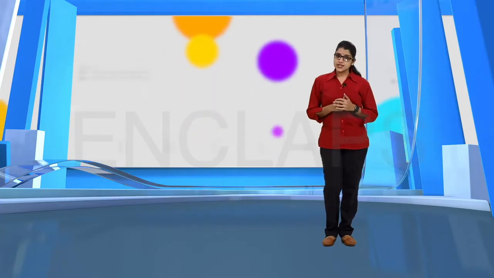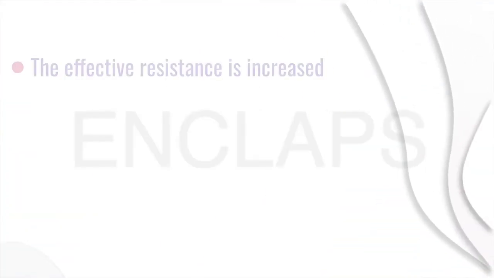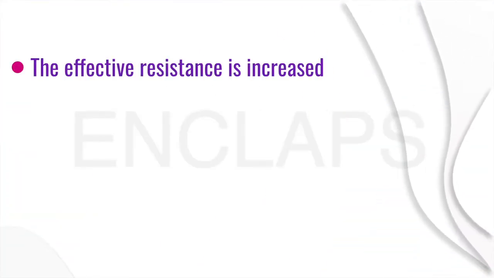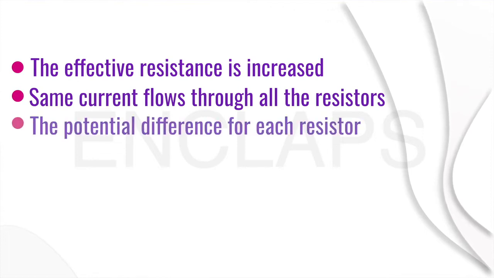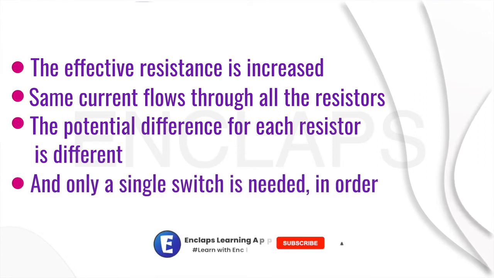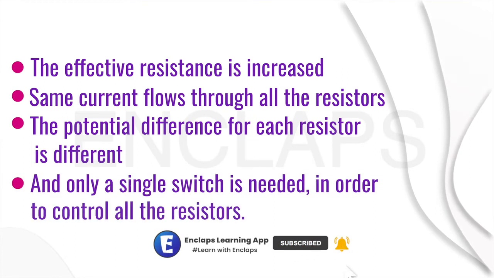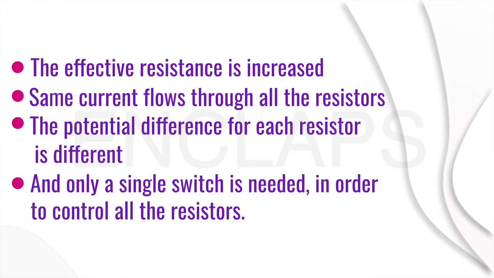What are the characteristics of a series connection? The effective resistance is increased. Same current flows through all the resistors. The potential difference for each resistor is different. And only a single switch is needed in order to control all the resistors. So here we are clear with the series connection.